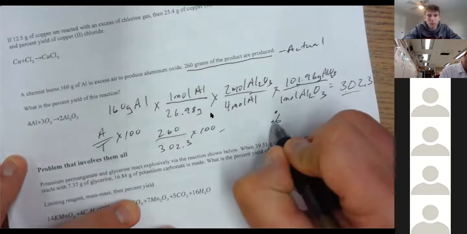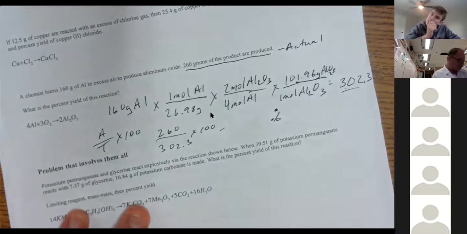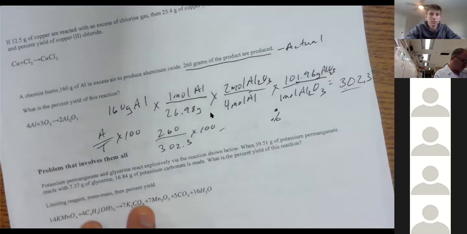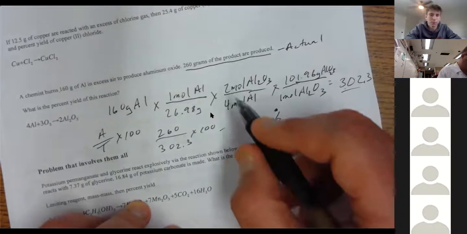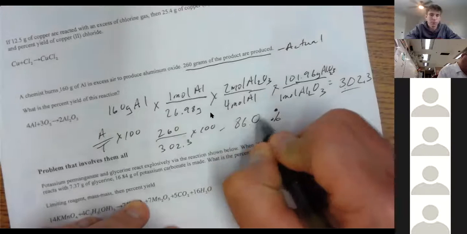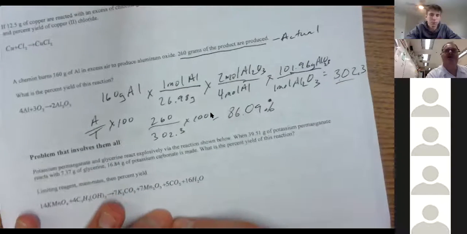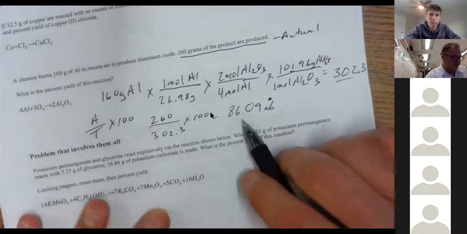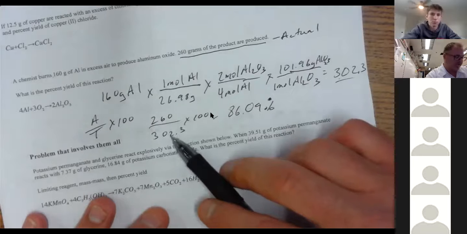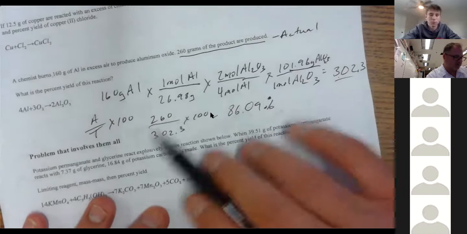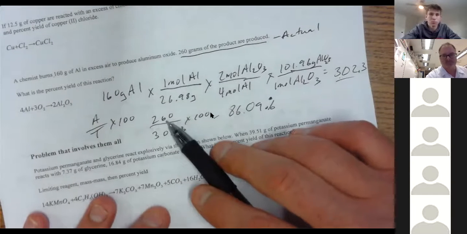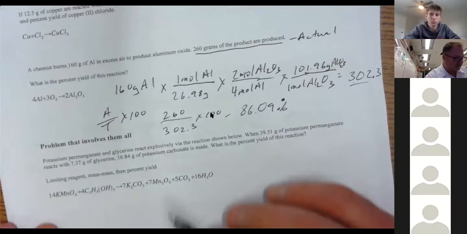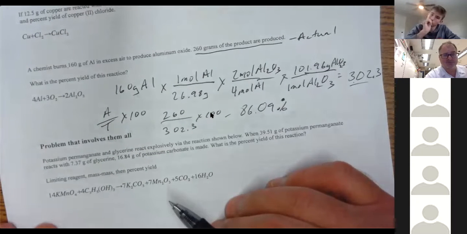Oh, that's not how you make a percent sign. 260 divided by 302 times 100 is about 86.0927. So 86.09%. That's what percent I got. I should have been able to make 302, and I was only able to make 260. 86% is still a lot better than I think I got in the laboratory that you guys are doing tonight.